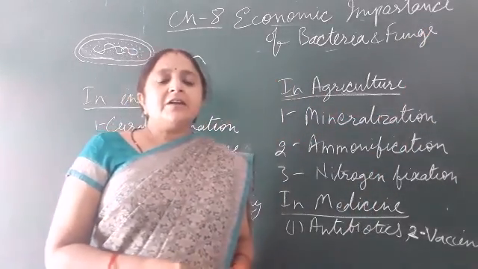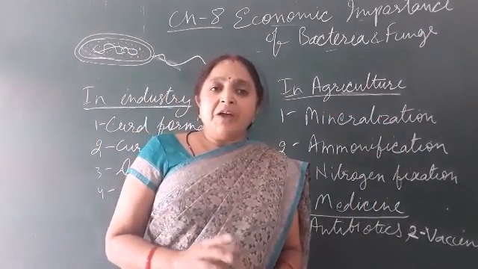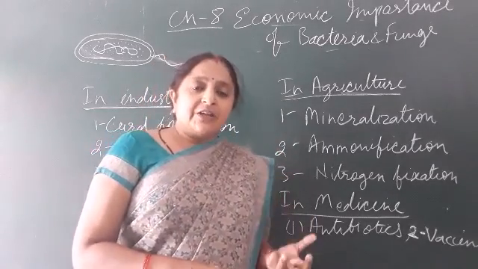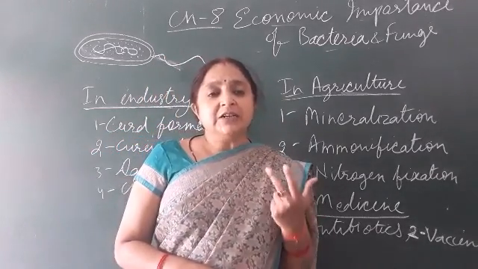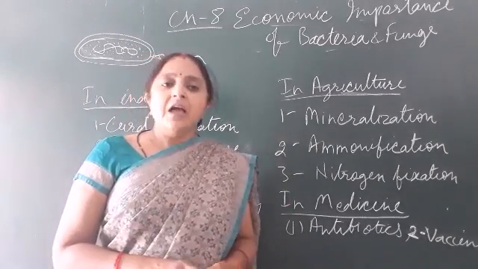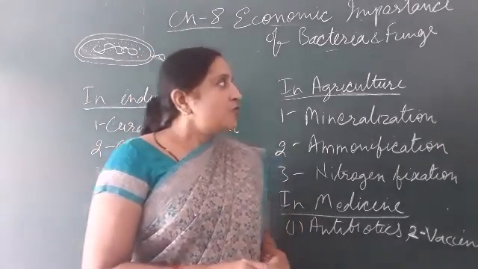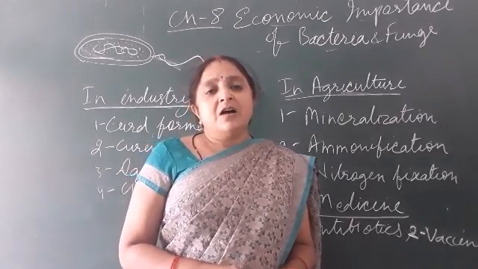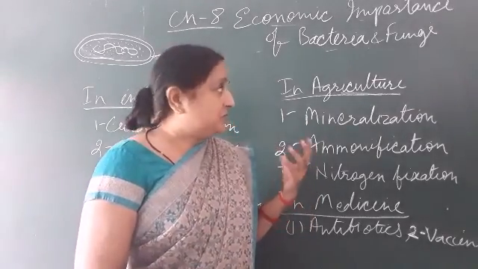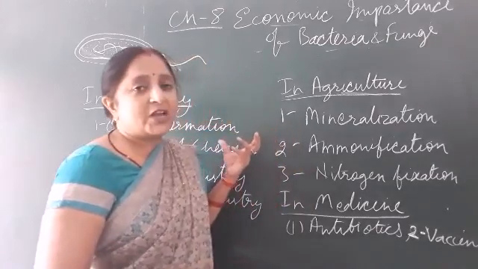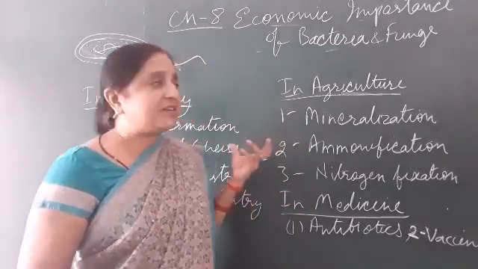We all know that there are five kingdoms. First is Monera, second is Protista, third is fungi, fourth is plant kingdom, and fifth is animal kingdom. Out of these, Monera and fungi are the two kingdoms we are going to discuss here. First of all, I will explain the structure of the bacterial cell.